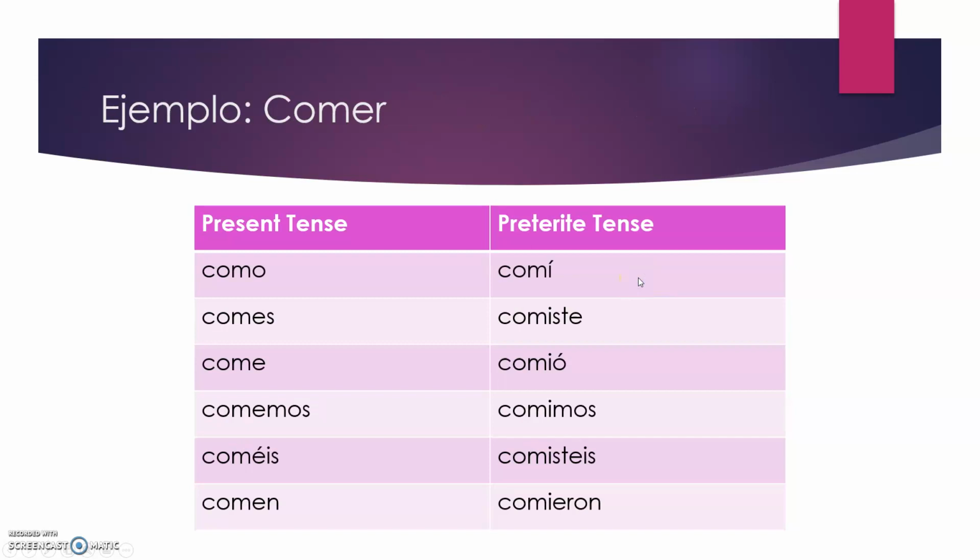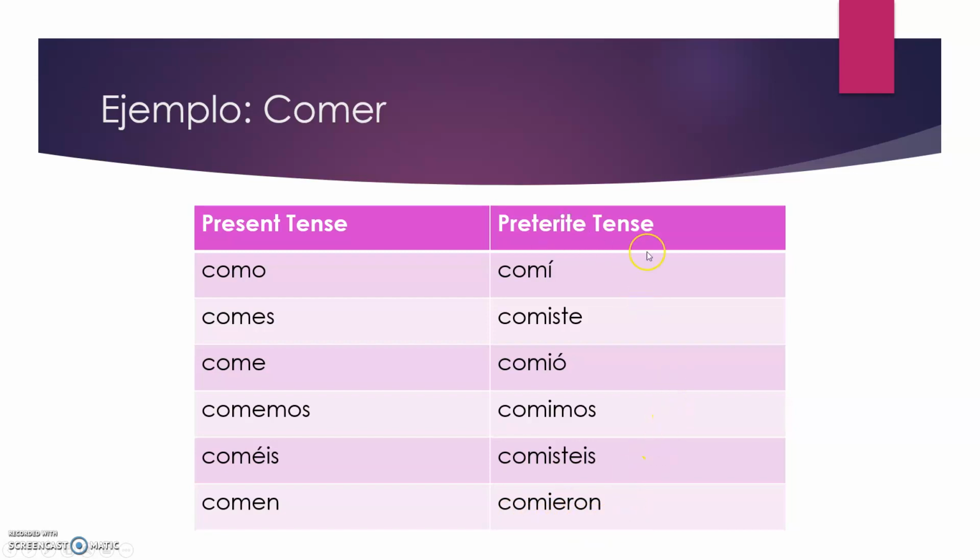With a real verb, like comer, you can see how it works. Yo comí. Tú comiste. Él, ella o usted comió. Nosotros comimos. Vosotros comisteis. Ellos, ellas, and ustedes comieron. Okay? They ate in the past tense.